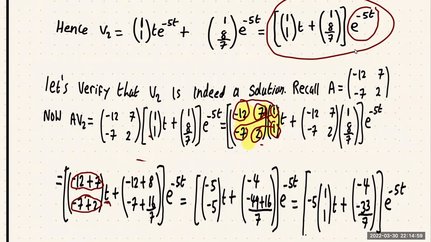Then moving on to the second matrix, we got 1 times minus 12, and then 8 over 7 times 7. When you multiply 8 over 7 times 7, the 7's cancel, it just becomes an 8. That's how I got that. That'll be 1 times minus 7, and then 8 over 7 times 2, which would be 16 over 7. That's how I got that.